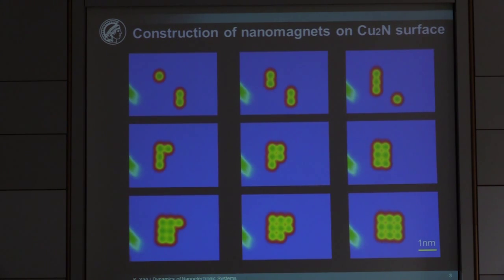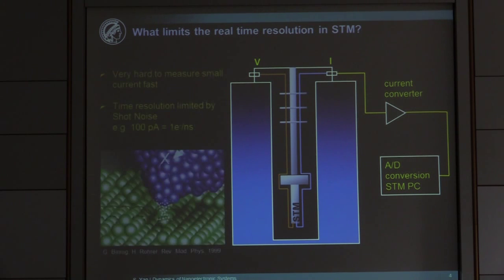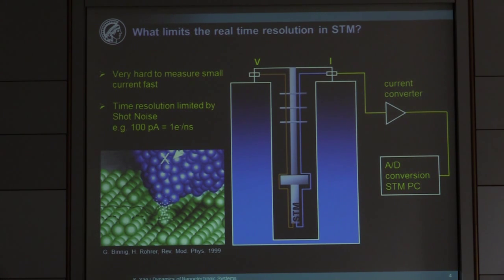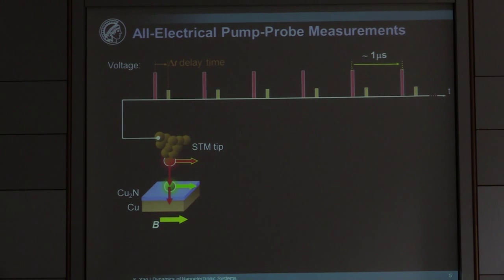This is how we make the nanomagnets. We make them by atom manipulation on the copper nitride surface. And then, in order to study the spin dynamics and go beyond the conventional time resolution of the STM, we use the electronic pump-probe technique. The way we do it is we send a sequence of pump and probe pulses to the STM tunneling junction.